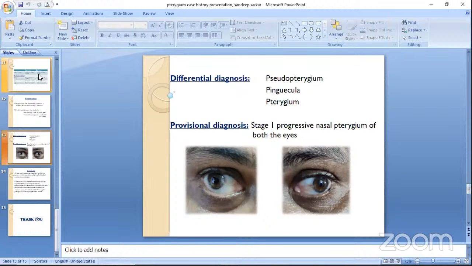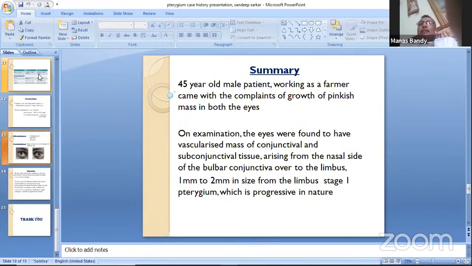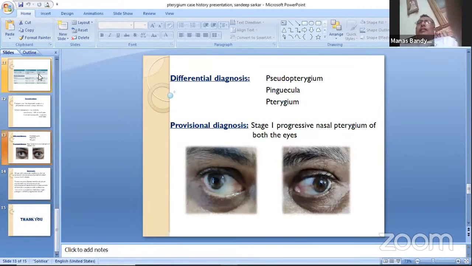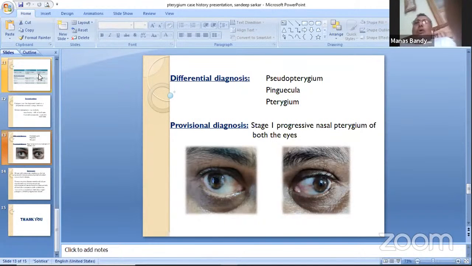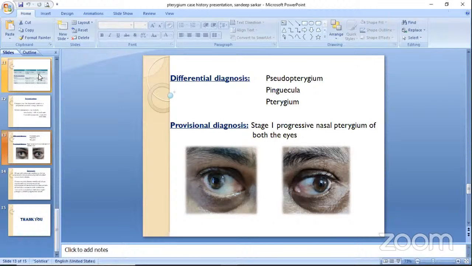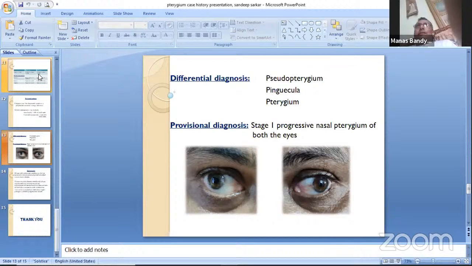Not in the case actually, not in my presentation. You didn't mention anything about the treatment here. Okay, so what treatment should you do in this case? If it is an initial case, pterygium can cause... What will you do in this case? The patient has come to you for cosmetic reason, because it is unsightly.